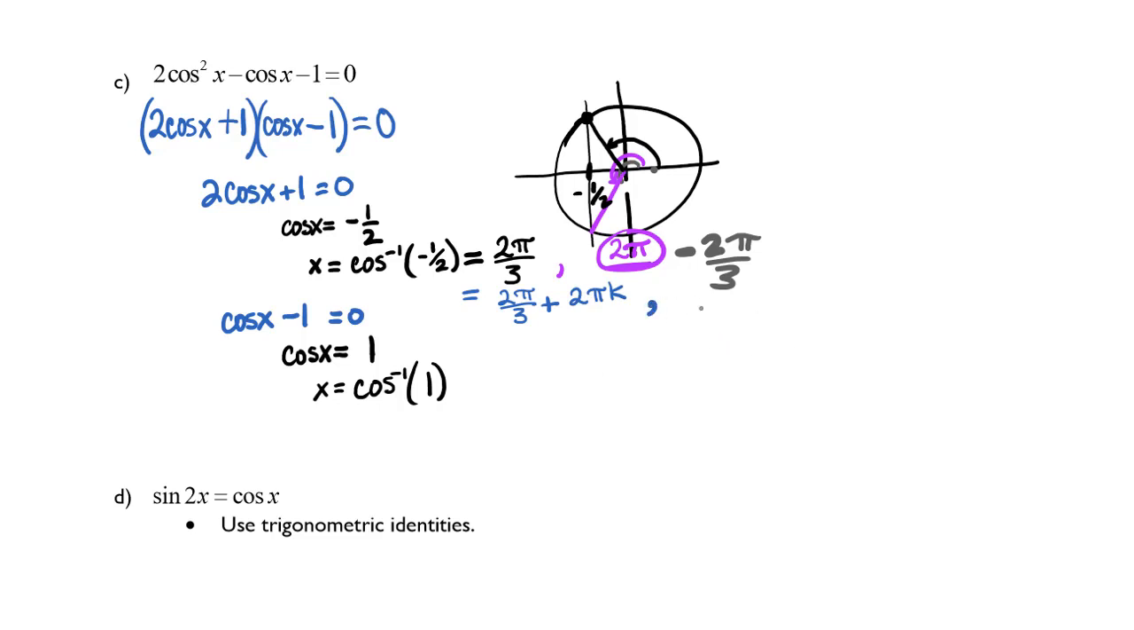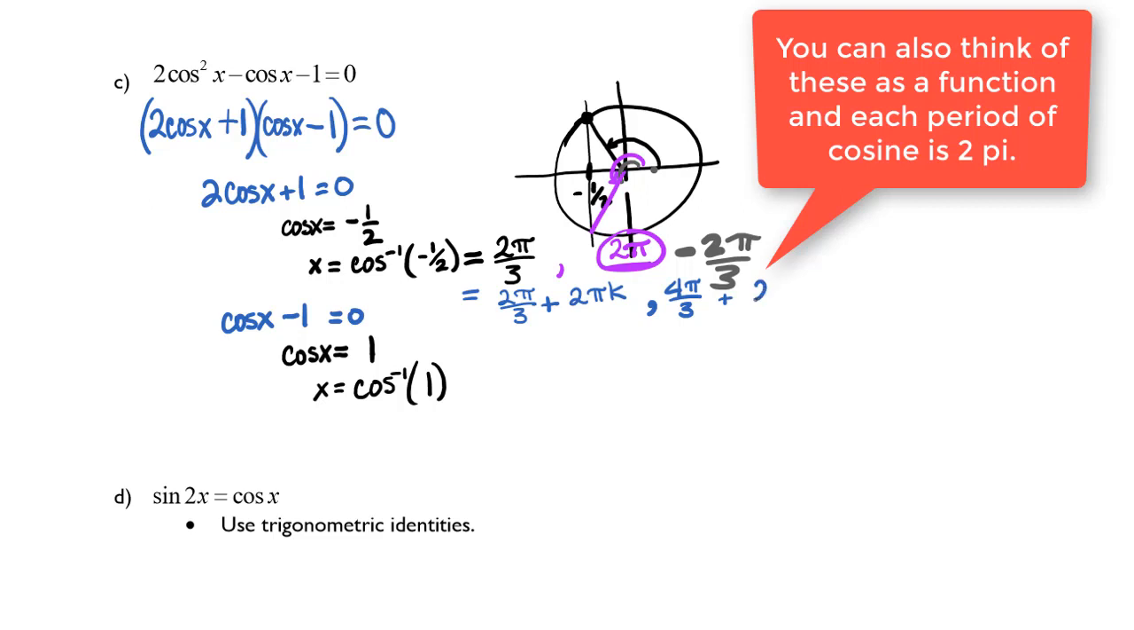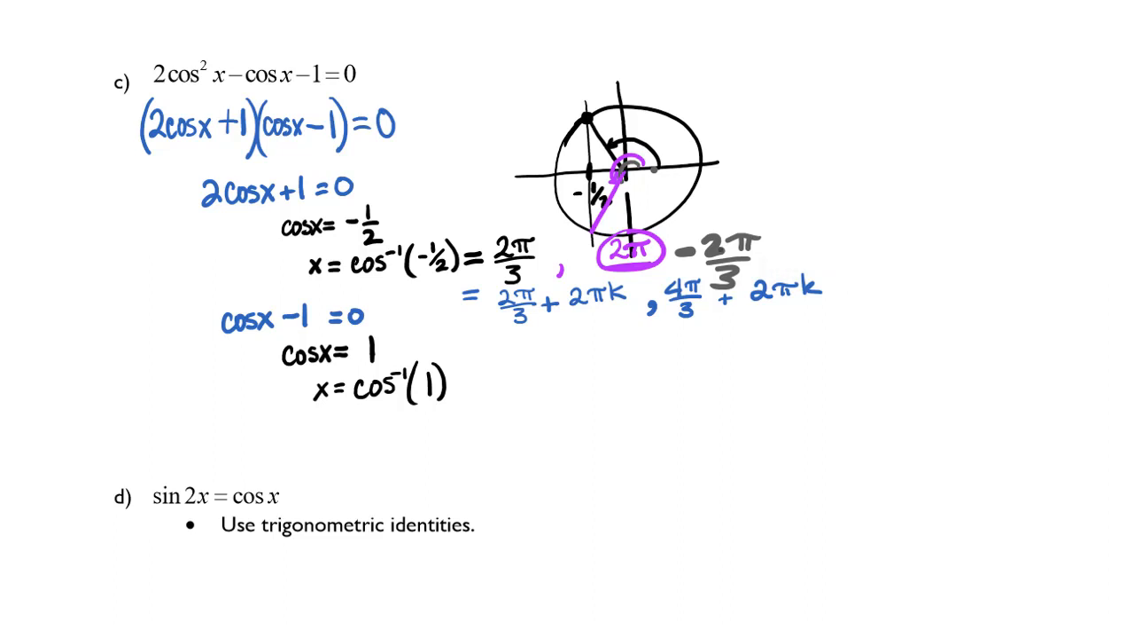And then the other one will be 2 pi, so I need a common denominator, which will give me 6 pi over 3, minus 2 pi over 3 will be 4 pi over 3, plus every additional rotation, or 2 pi k. So that takes care of the first set of solutions.